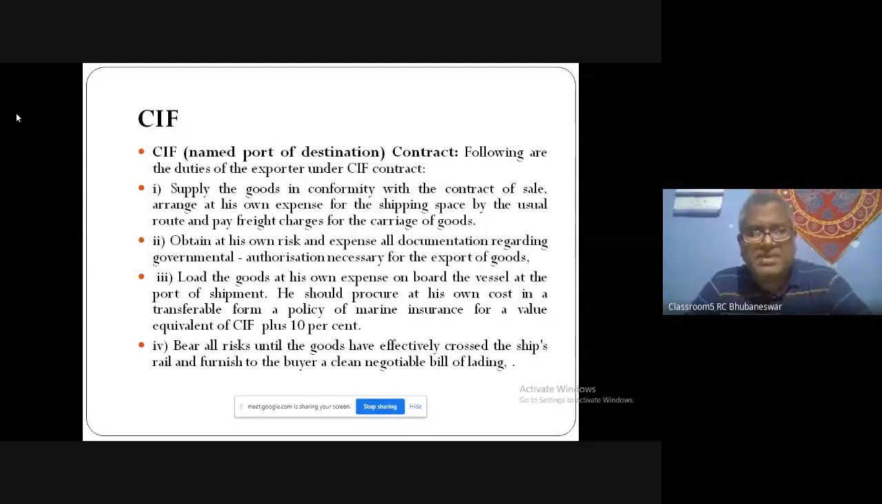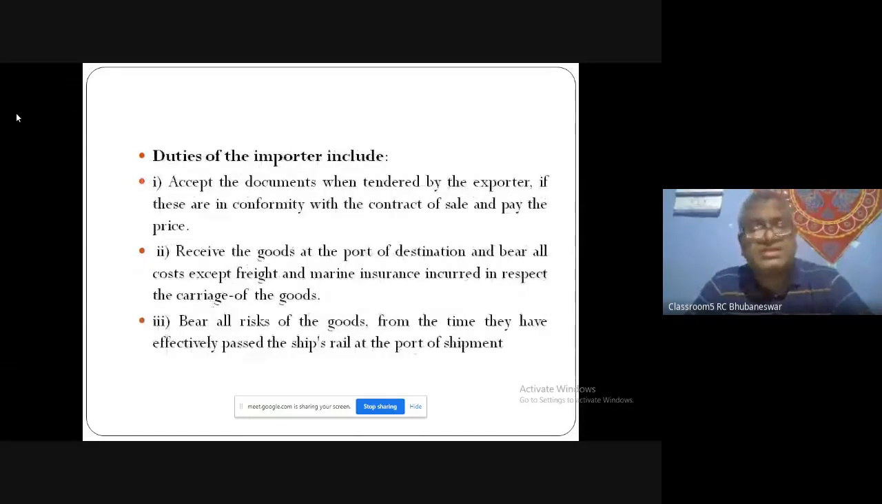activities that are to be covered as regards CIF, which you may call carriage insurance freight, or you may call a port of destination contract. But the question is, some duties are there. What are the duties? What type of duties does an importer have?